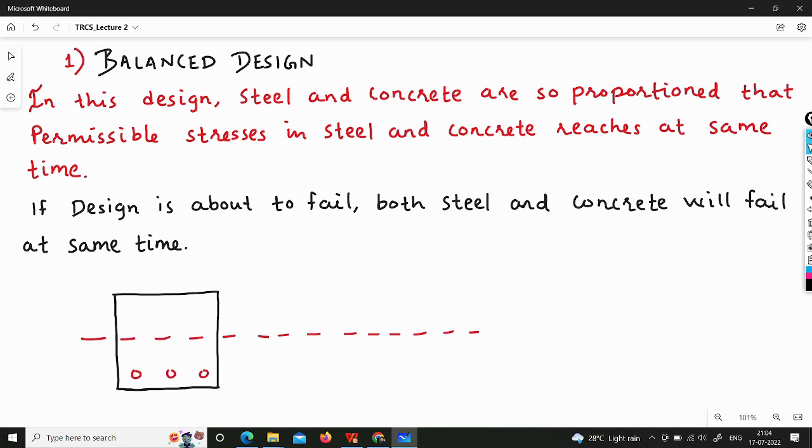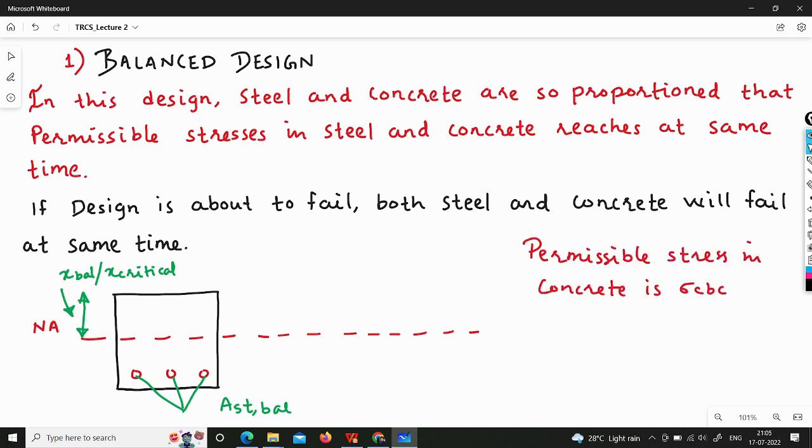We have different terms in the balanced design. The depth of neutral axis is called x balance, the balanced depth of neutral axis. In some books they have written it as x critical, the critical depth of neutral axis. The area of reinforcement here is called AST balance, the area of reinforcement associated with the balanced design. The permissible stress in the concrete is sigma CBC. Sigma CBC means the permissible stress in bending compression. In a beam, concrete is subjected to bending compression. And sigma ST is the permissible stress in the steel.